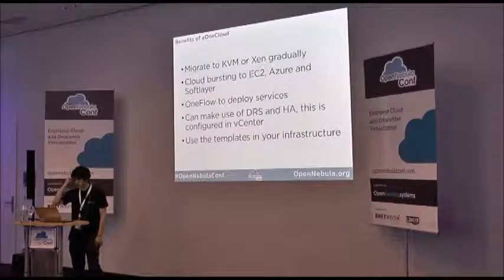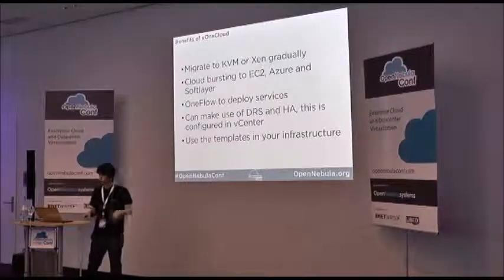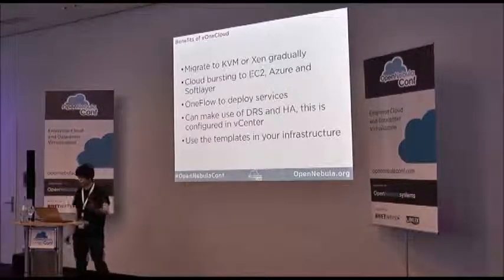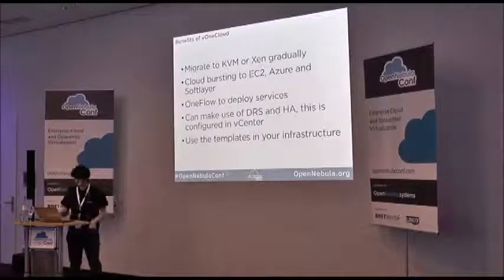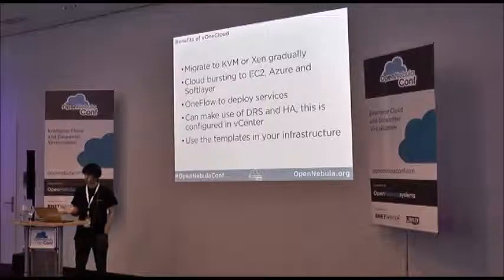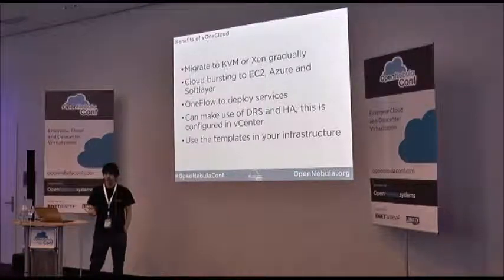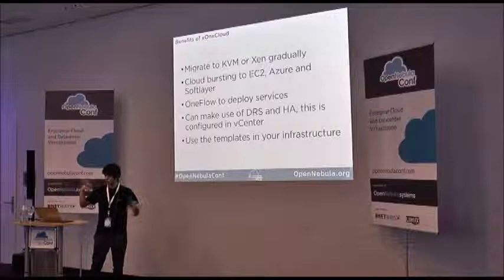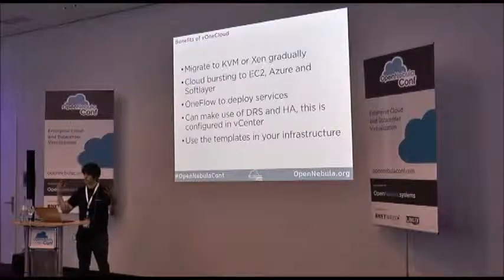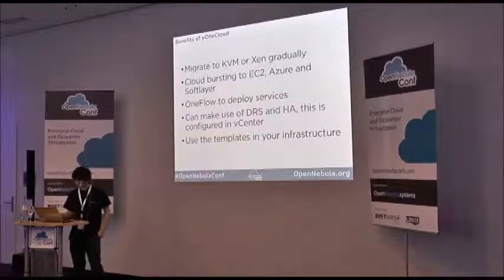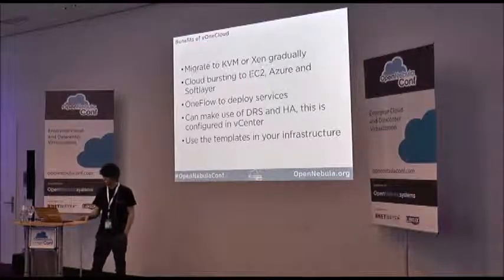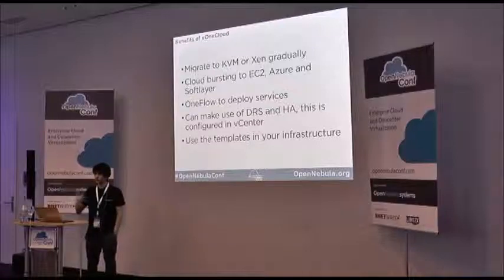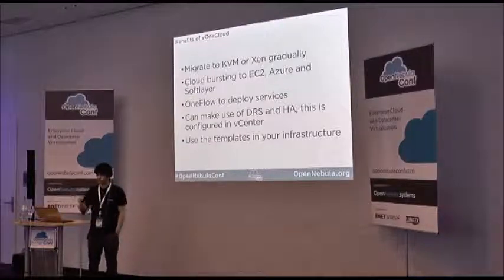You can also use other nice features of OpenNebula like cloud bursting. You're still using your infrastructure, and maybe you can send machines to EC2, Azure, or SoftLayer. You can use OneFlow, which is something you cannot do with vCenter. You can create your services and start the service as a whole. But you can also use the nice features from VMware, like DRS and high availability. This doesn't collide with OpenNebula features, so everything will work the same.